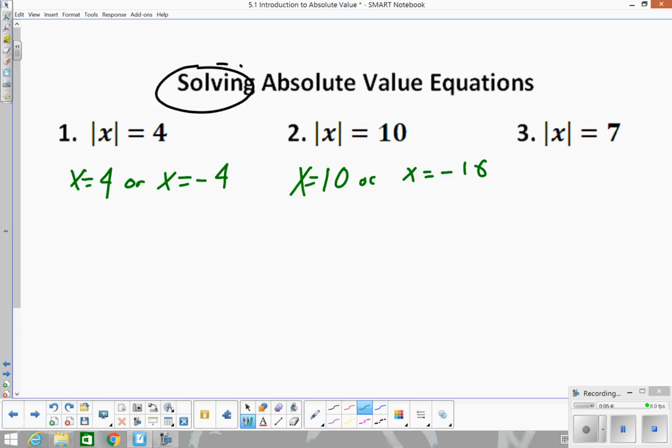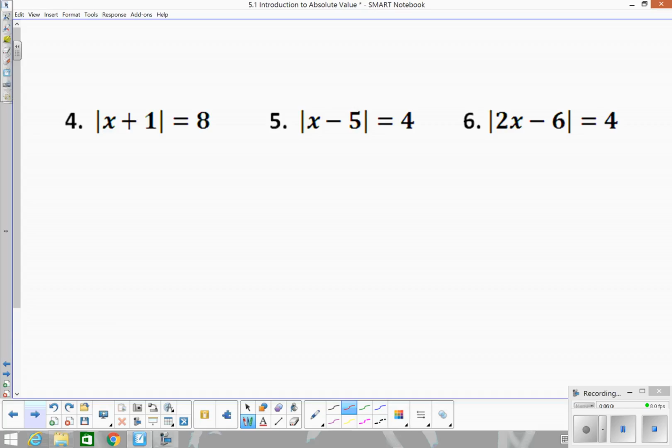Negative 10. Awesome. Okay, not a money problem, but just trying your own number. Okay, awesome. So now we have a little bit different type of problem.